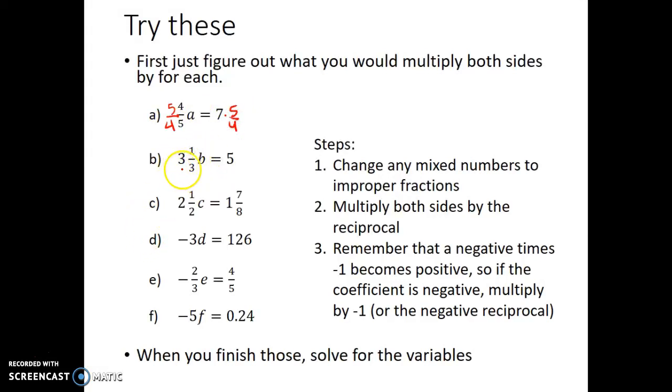What about this side? We have a mixed number. So our first step is to change that into an improper fraction. So that's going to turn into, let's rewrite it, this is actually 10/3. What would we multiply both sides by? Think about that. Pause it if you need to. We would multiply both sides by 3/10.